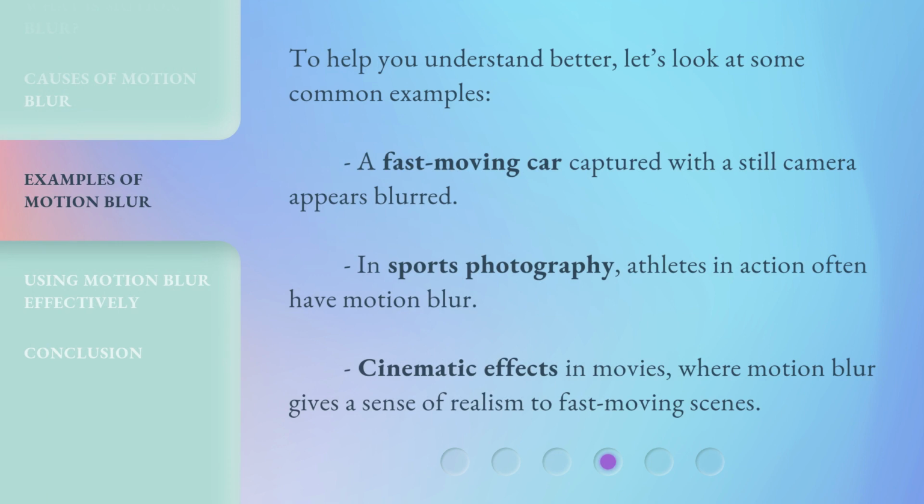To help you understand better, let's look at some common examples. A fast-moving car captured with a still camera appears blurred. In sports photography, athletes in action often have motion blur. Cinematic effects in movies, where motion blur gives a sense of realism to fast-moving scenes.